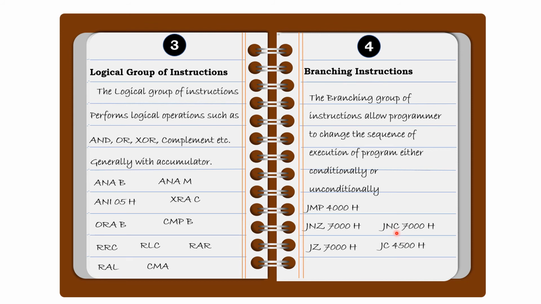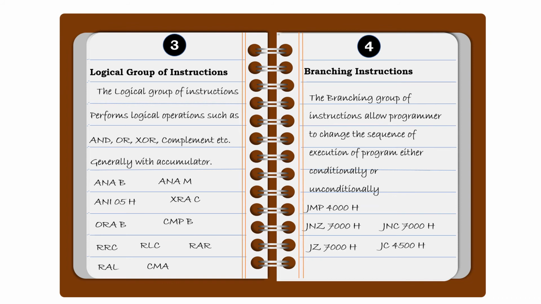JNC is also the same, jump on no carry. If the carry is not there, it will jump. Otherwise, if the carry is there, it will not jump. JZ is jump on zero. If the particular register becomes 0, then it will jump, otherwise not. Here also, if the carry is there, it will jump to the given location, that is, here they have given 4500H. So this particular group of instructions is used to change the sequence of execution of a program.